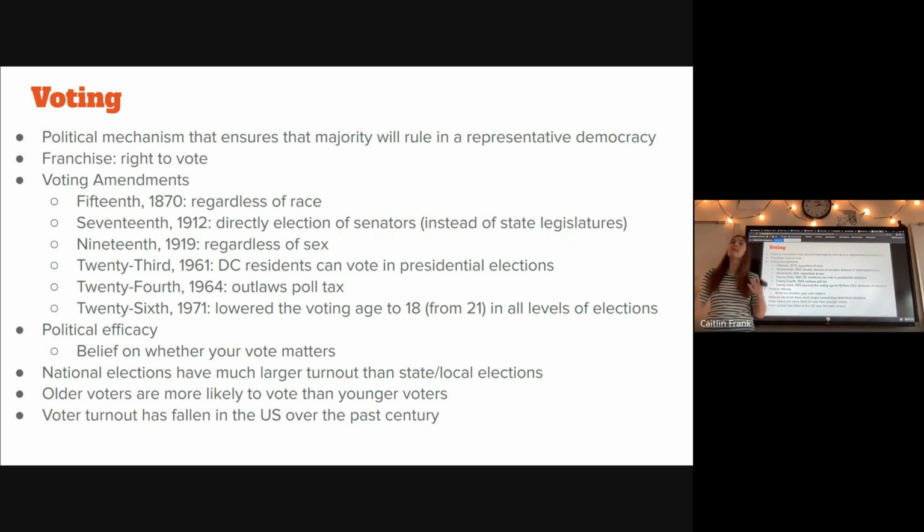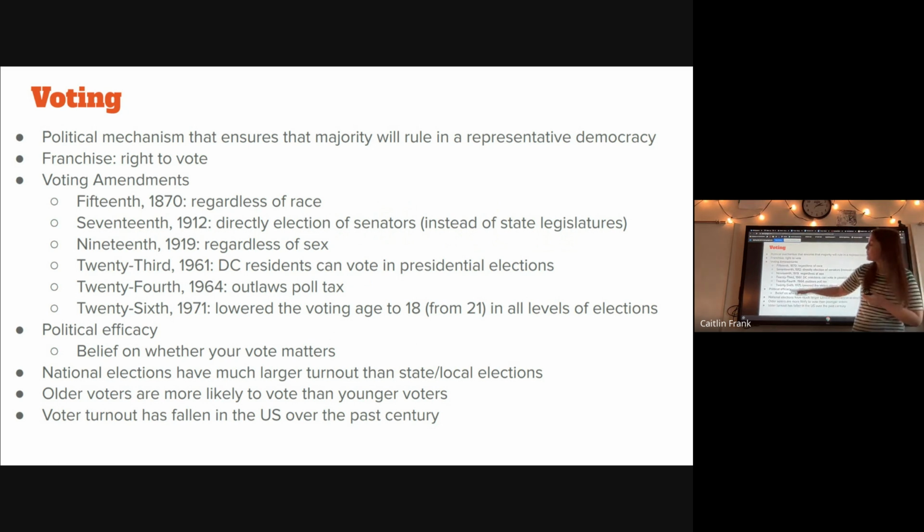But the 23rd Amendment did open up voting for residents of Washington, D.C., and the 26th Amendment lowered the voting age to 18 because we were in the Vietnam War and soldiers 18 to 20 were being drafted, but they couldn't even vote for the politicians who were the ones drafting them. So they passed a constitutional amendment so that anyone 18 and up can vote.